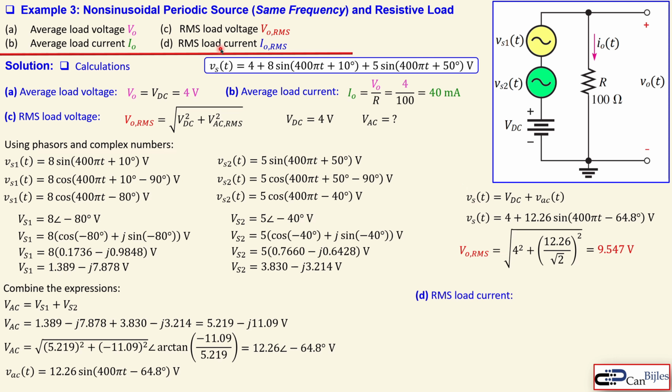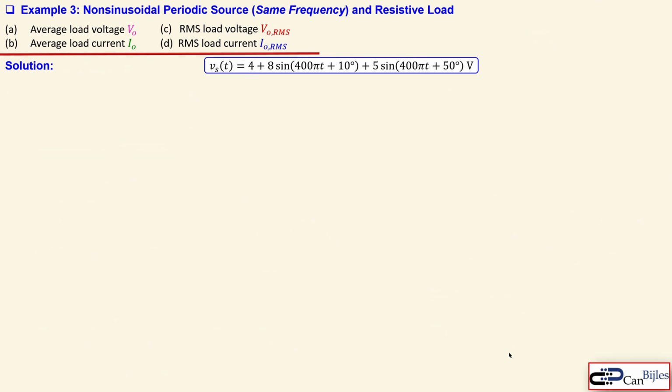The next one is the RMS load current, which is really straightforward because we know Ohm's law. That's always helpful. We know the RMS load voltage divided by the resistor. Just divide this by the 100, and you will get 95.47 milliamps. So that is the result here.